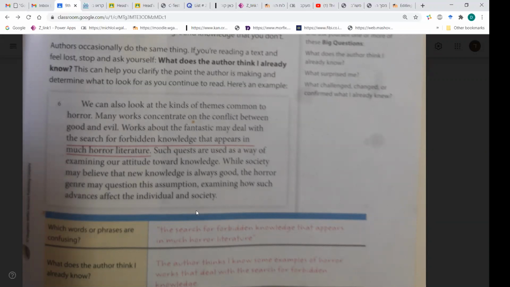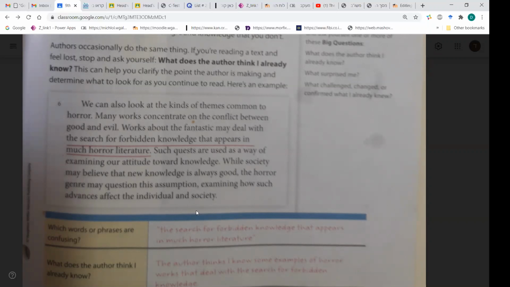So you're reading this and you're a little bit lost. They know that you're feeling a little lost. Why are you feeling lost here? Because you don't know what the forbidden knowledge is, and not everyone reads horror literature. Okay, and also maybe we were talking about horror, but suddenly the author introduces the idea of fantasy.